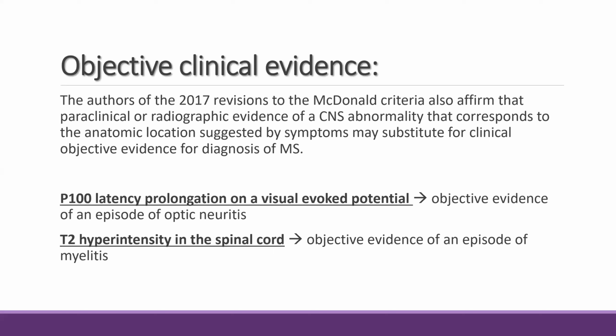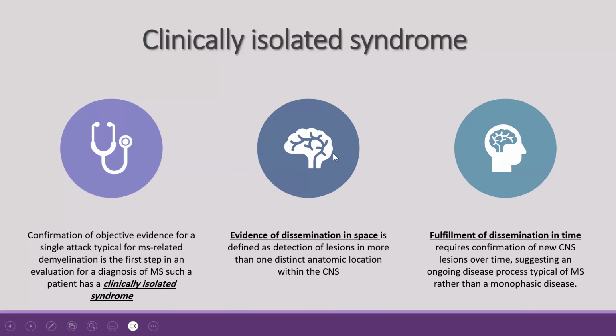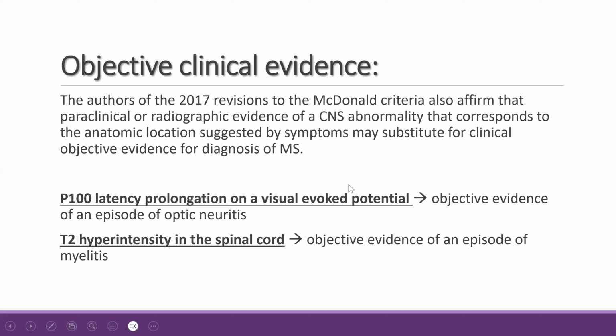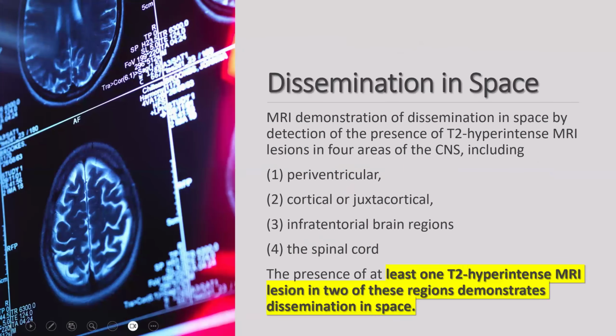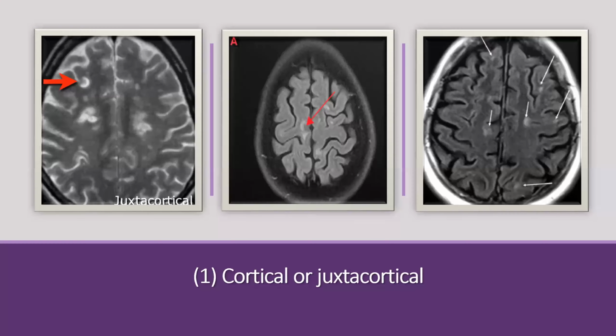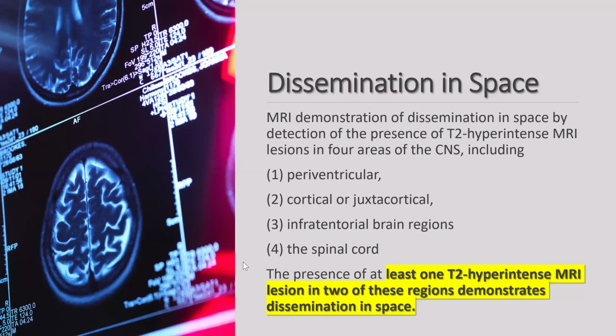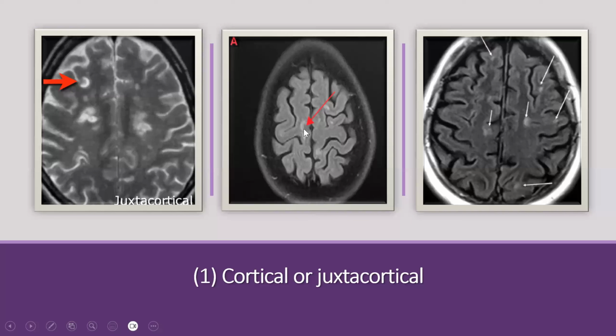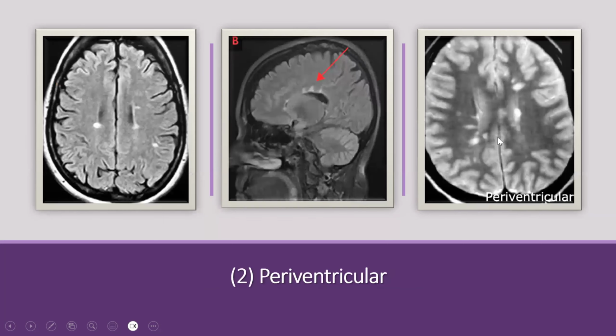Also, we can find it with other means, as we mentioned, either with evoked potential or imaging. So dissemination in space: where are the areas that we are looking at in MRI for dissemination in space? We have what we call juxtacortical or cortical lesions. So these are the cortical and juxtacortical lesions.